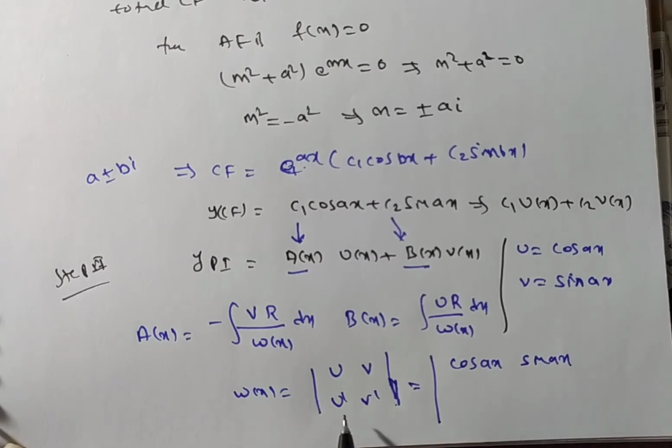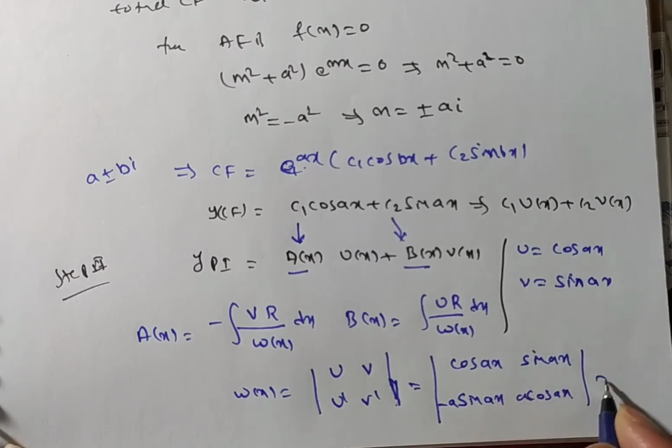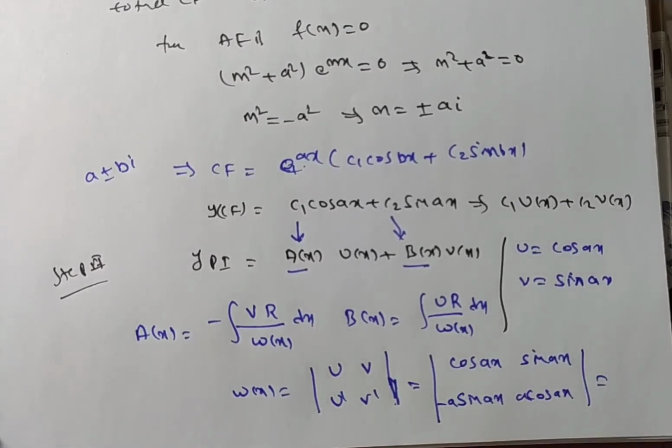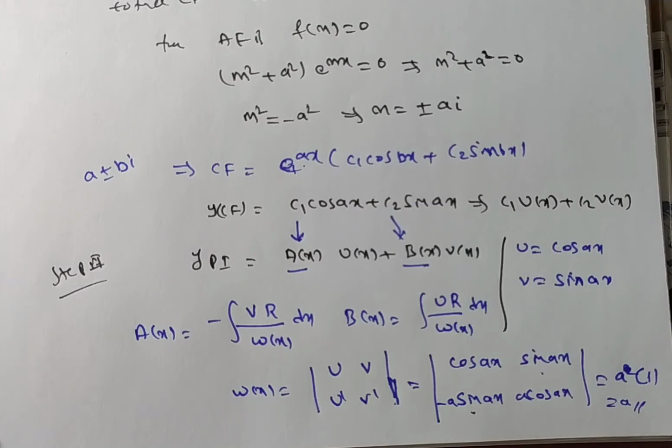Next, u dash is nothing but the differentiation of u with respect to x, that is, cos ax derivative is minus sin ax into a, so minus a sin ax. Sin ax derivative is cos ax into a, so this one. Now if you find out the determinant by cross multiplying, then cos ax into a cos ax is a cos square ax, minus of minus, plus a sin square ax. If you take a common, then you will have cos square ax plus sin square ax is 1, so which is a into 1, means a, which is non-zero. Yes or no? If it is 0, then d square plus a square equals 0 only. Now it is non-zero because u and v are linearly independent solutions of the given differential equation, right?